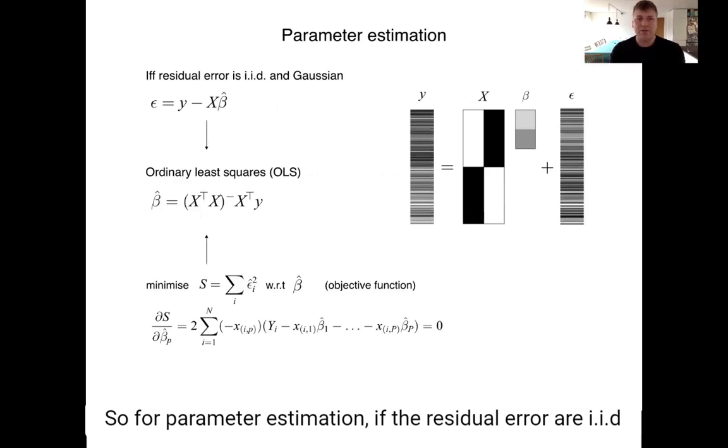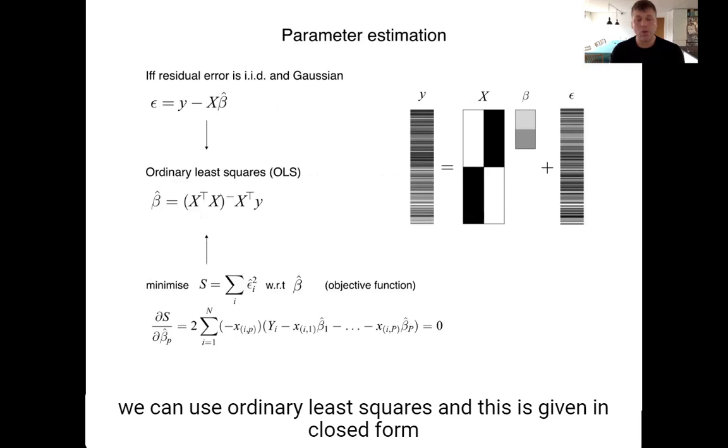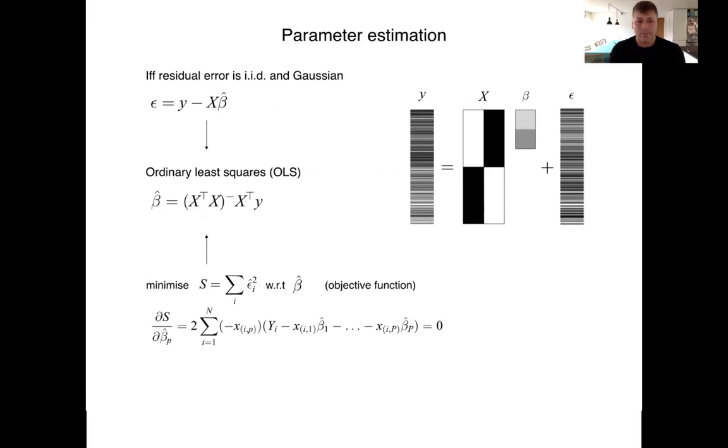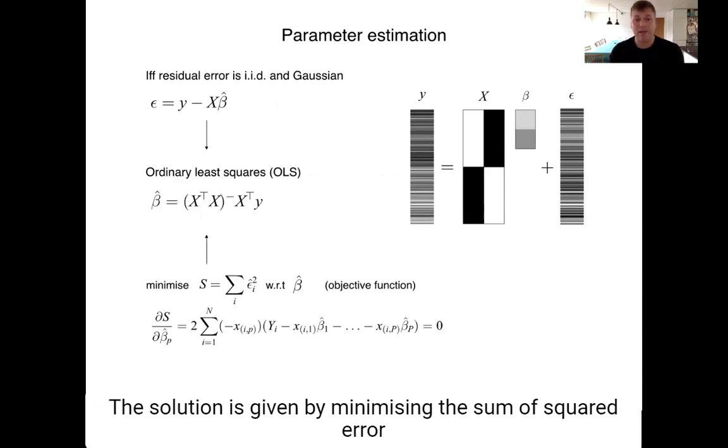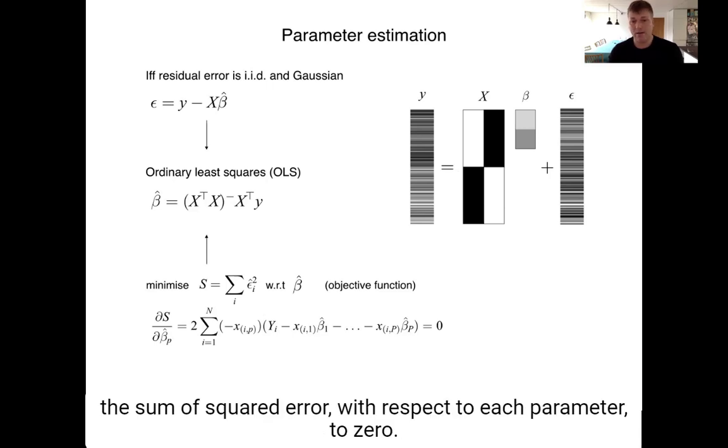For parameter estimation, if the residual error is IID and normally distributed, that's the assumption, we can use ordinary least squares. This is given in closed form. The solution is given by minimizing the sum of squared error with respect to each beta parameter, which corresponds to setting the gradient of the sum of squared error with respect to each beta parameter to 0.